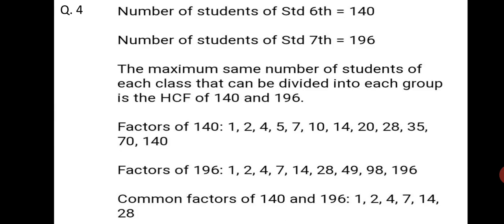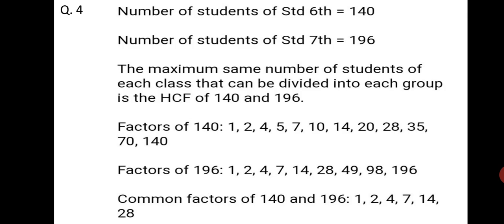Number of students of Standard 6 is equal to 140. You write down the statement looking at the question. Number of students of Standard 7th is equal to 196. The maximum same number of students of each class that can be divided into each group is the HCF of 140 and 196. So factors of 140 are listed and then factors of 196 are listed. You have to find these factors carefully by dividing 140 and finding all possible factors.